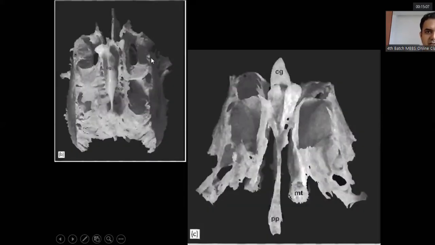Now here you can see the ethmoidal bone. The ethmoidal bone has different parts: the crista galli, the perpendicular plate, and this is the middle turbinate, and these are the labyrinth, or the ethmoidal air cells.